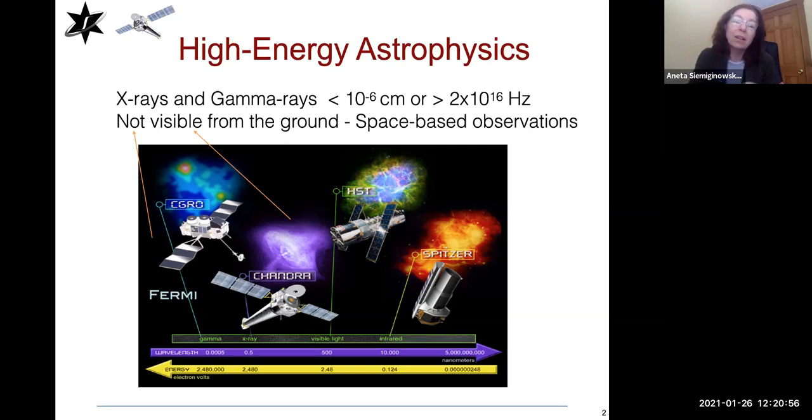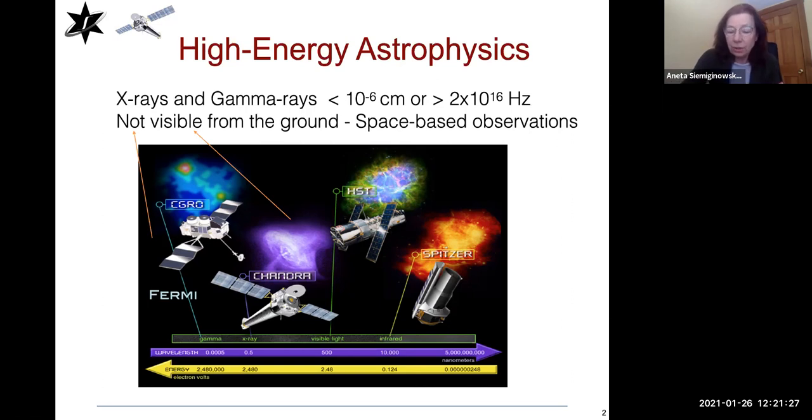So high energy astrophysics concerns the observations which are performed in X-rays and gamma rays. On the left part of this graph, you have the two missions, Fermi, which is the gamma ray mission, and Chandra, which is the X-ray mission. And then everybody knows Hubble and Spitzer, which are the lower energies. Hubble observes in optical and Spitzer observes in infrared.